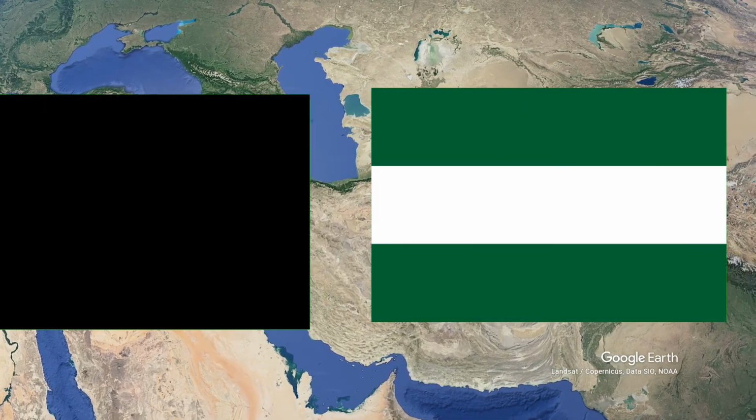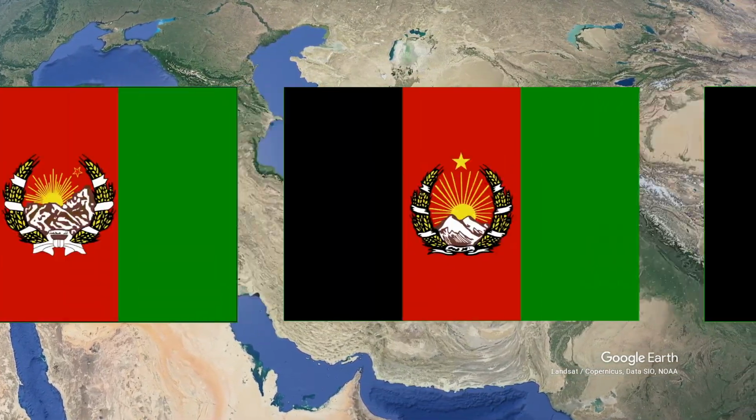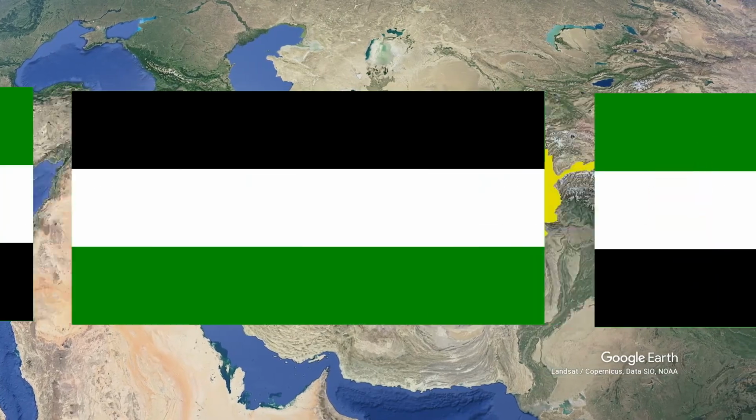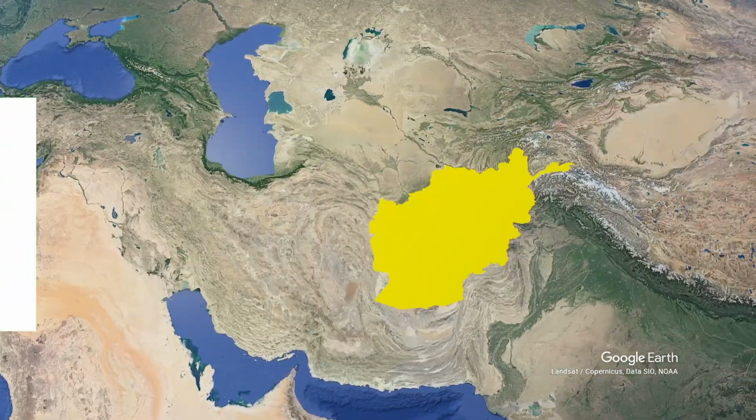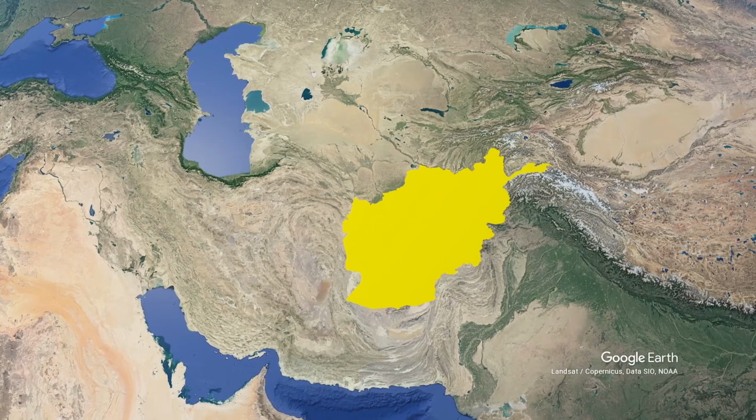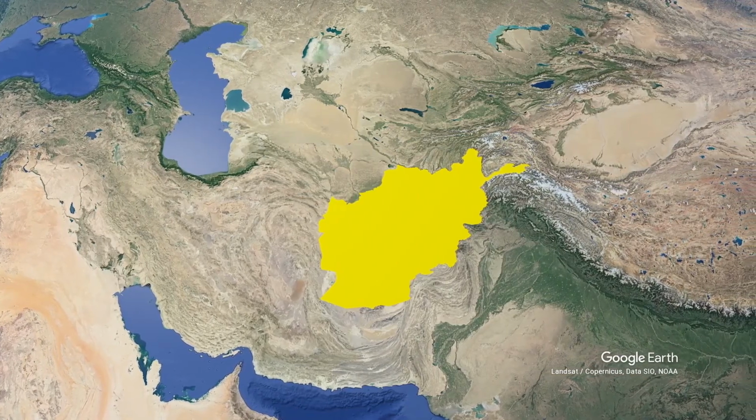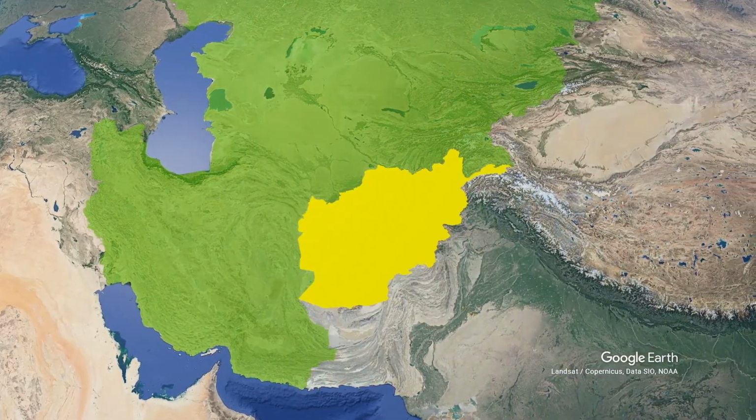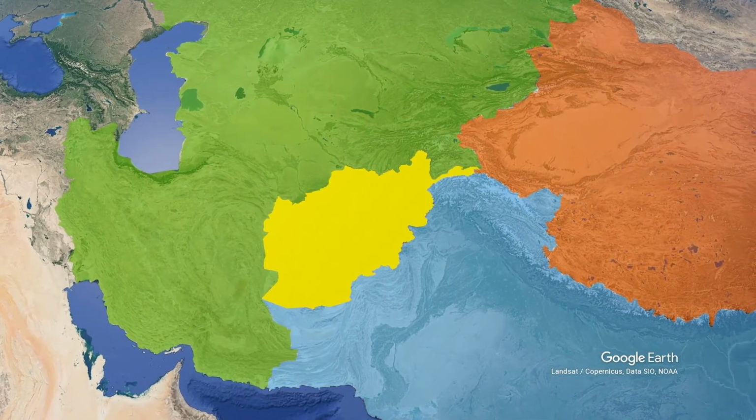Their national flag, with at least 18 changes throughout the 20th century alone, has the most variations in the entire modern world. This is Afghanistan, a landlocked country located between the cultural borders of Central Asia, South Asia and China, with a very rich history.